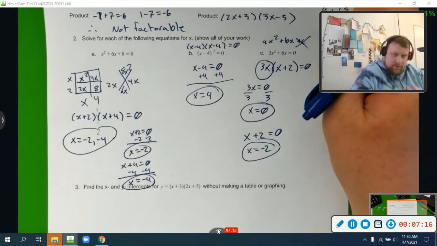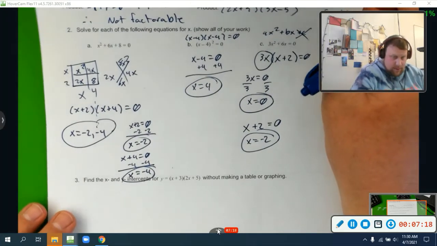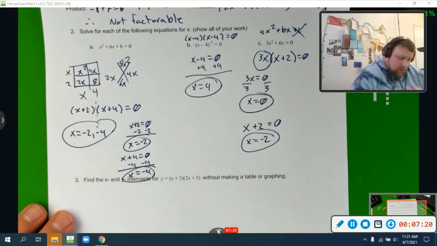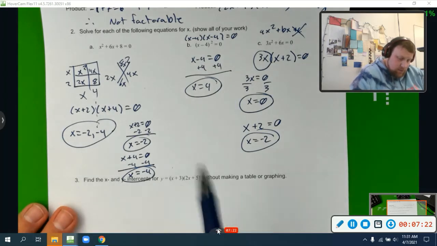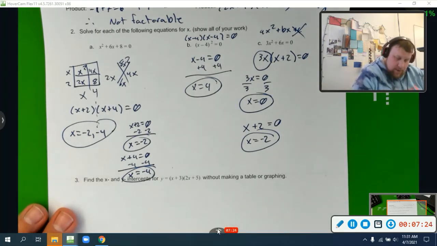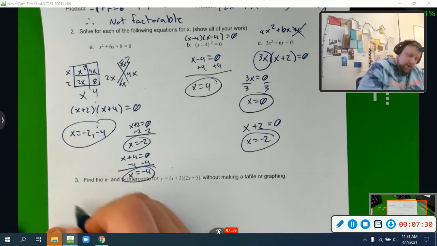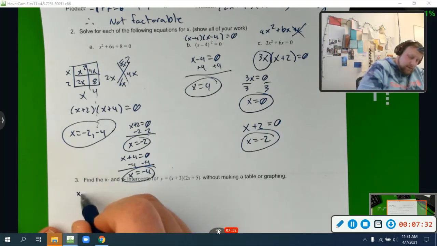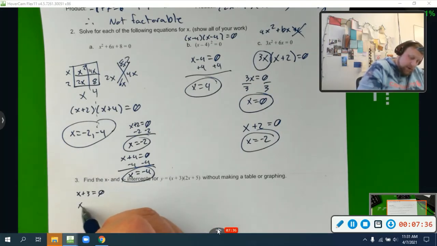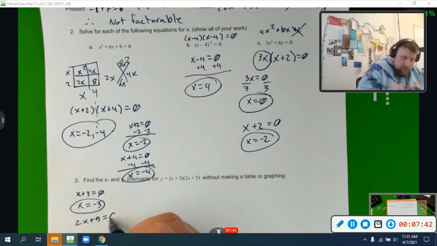Now let's do this. Find the x and y intercepts for x plus 3 times 2x plus 5 without making a table or graphing. All right, let's do this. So first of all, to find the x-intercepts, I got to set each one equal to 0. X plus 3 equals 0, so I just know x is going to be -3.